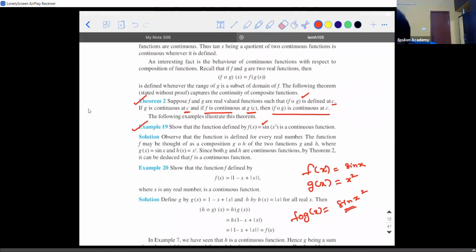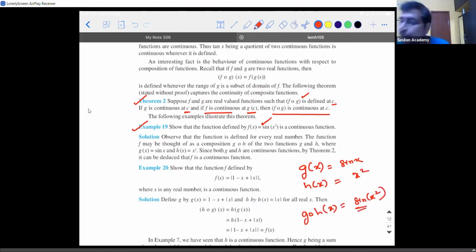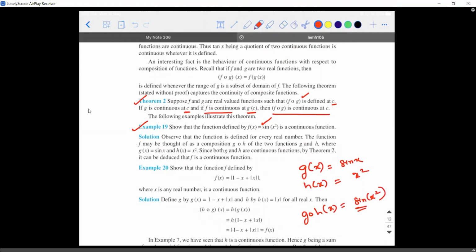Now what we are supposed to do is use theorem number 2. I cannot use f of x here because f of x is sine of x square. So if I call g of x as sine x, then I will call h of x as x square. Then g circle h of x, I will call it sine of x square. Are you able to understand this? Yes, sir. Now, what does theorem number 2 state?